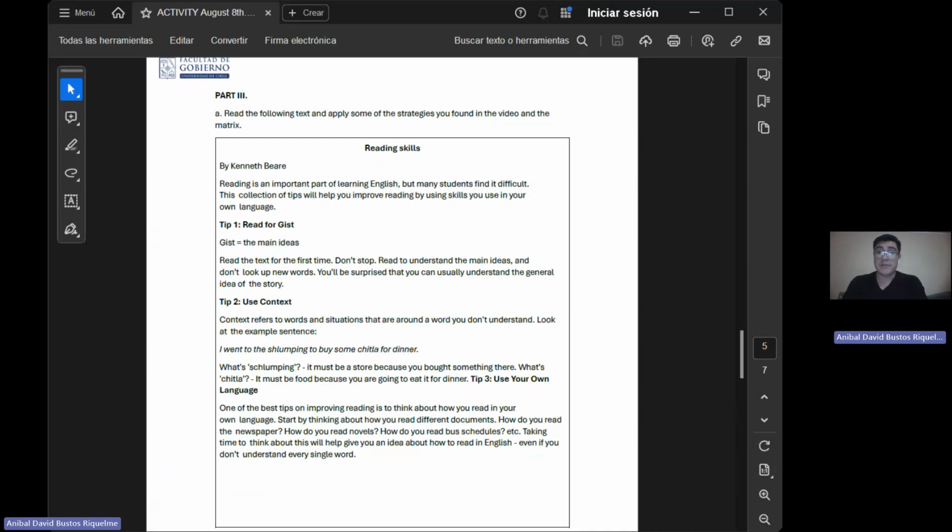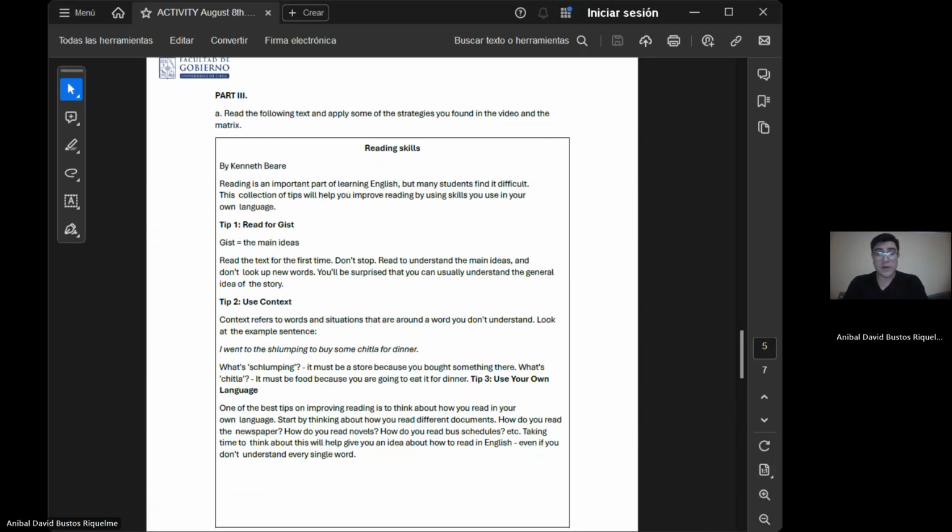Reading is an important part of learning English, but many students find it difficult. This collection of tips will help you improve reading by using skills you use in your own language. Tip 1. Read for gist. Gist means the main ideas. Read the text for the first time. Don't stop. Read to understand the main ideas and don't look up new words. You'll be surprised that you can usually understand the general idea of the story.